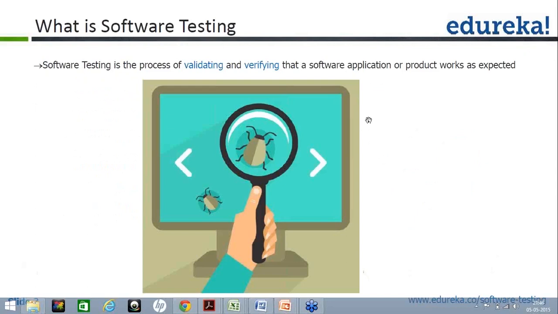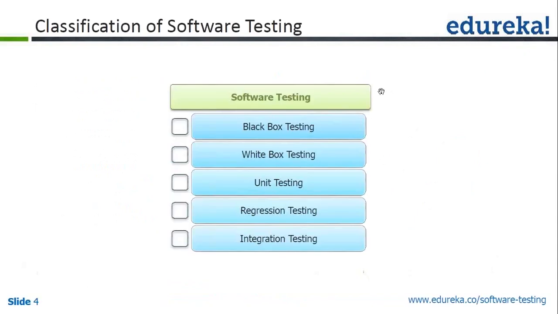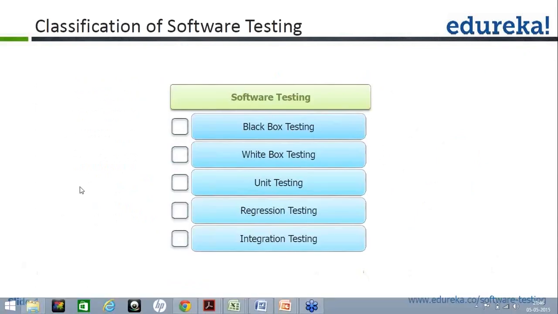Now let me go ahead. Here there are some different types of testing listed. Under software testing we can find black box and white box testing, and also unit testing, regression testing, and integration testing. Unit testing comes under white box testing, and regression and integration testing fall under black box testing. I just wanted to give an overview, but we'll be covering black box testing as well as white box testing.